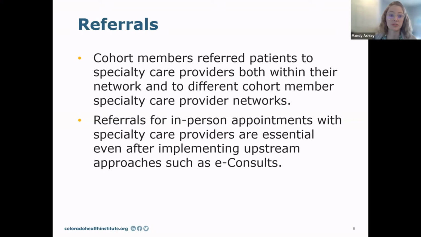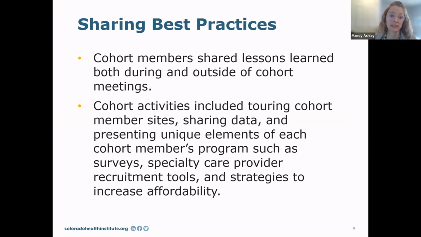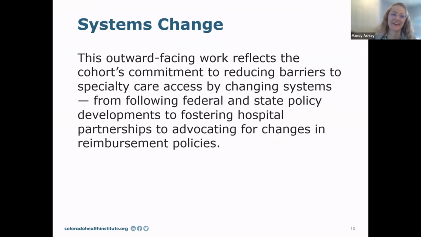The cohort members worked on referrals and shared best practices and lessons learned, both during cohort meetings, but also offline with one another as well. I refuse to read at people, so. And then the last item is systems change. This included trying to reduce barriers to specialty care access by changing systems.